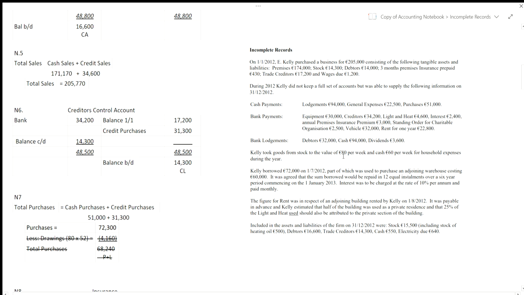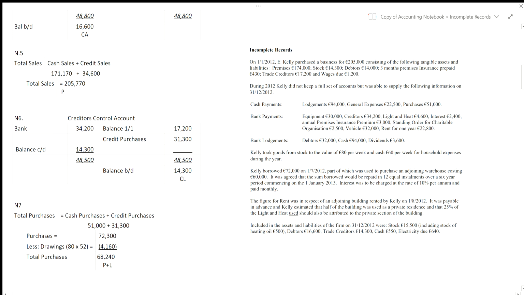The number that we took was €80 per week. It's 52 weeks of the year, so we're going to take away €80 multiplied by 52, because that is our drawings. So we add that up and it's 4,160. That's my total purchases. Of that, I have 4,160 that was used for private purposes. So let's take that away because that does not belong to the business anymore. The business now has total purchases of 68,240. And just like this here, both of these figures will go in the P and L. That'll be total sales, and this will be total purchases. So that's my total purchases for this question.